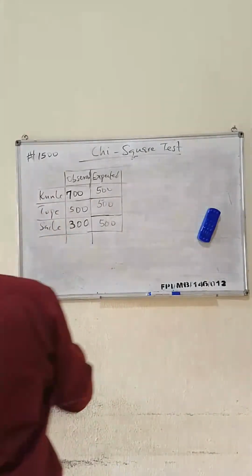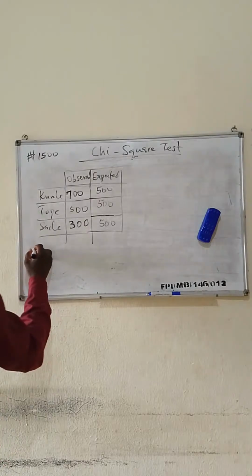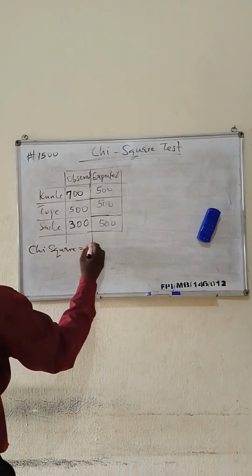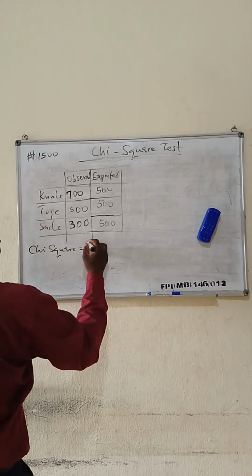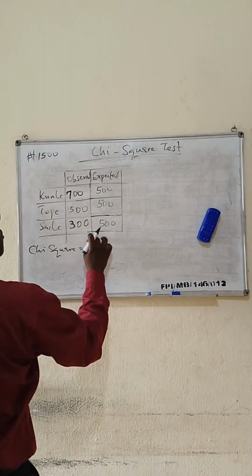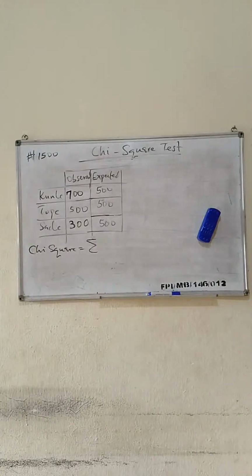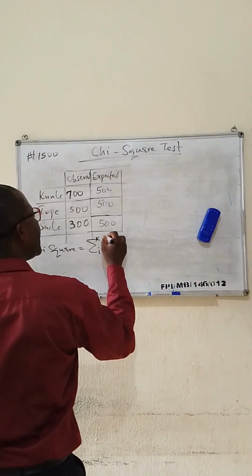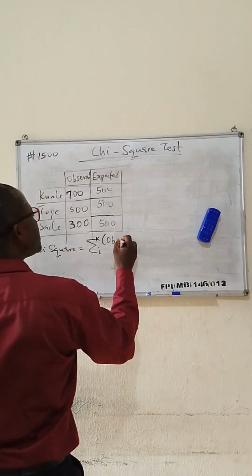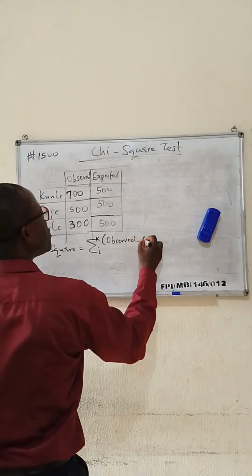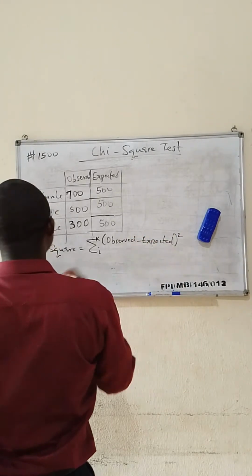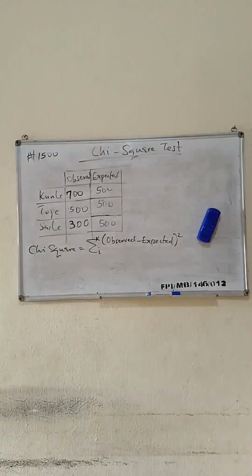So the new formula we are using says chi-square equals the summation of observed minus expected, all squared, everything divided by the expected.